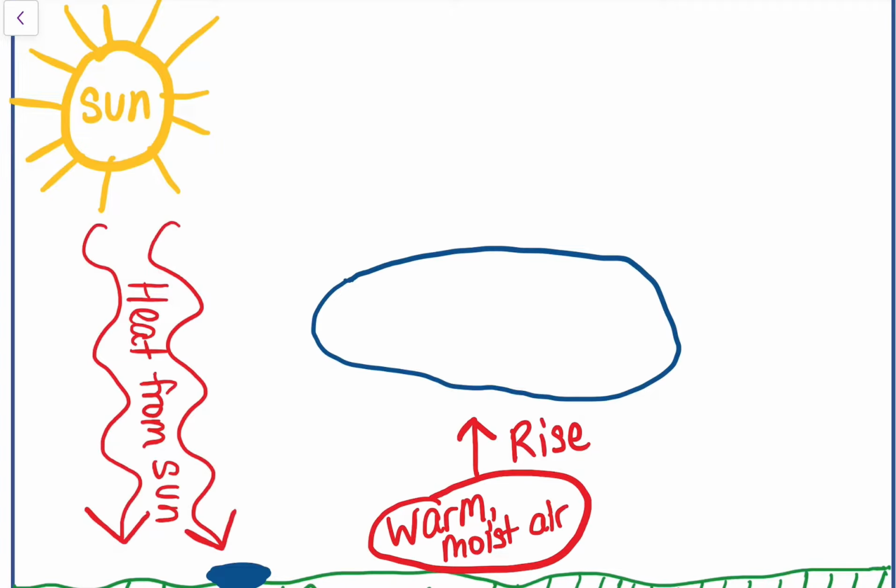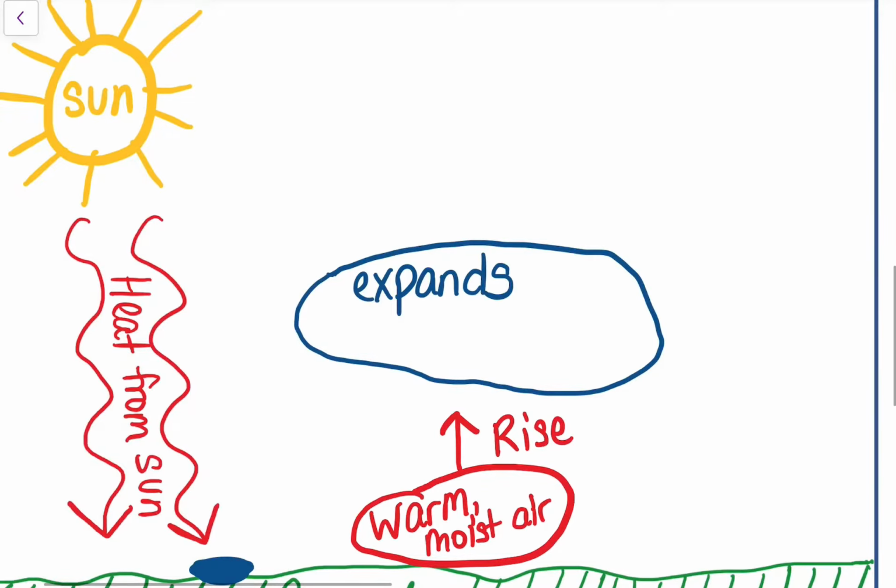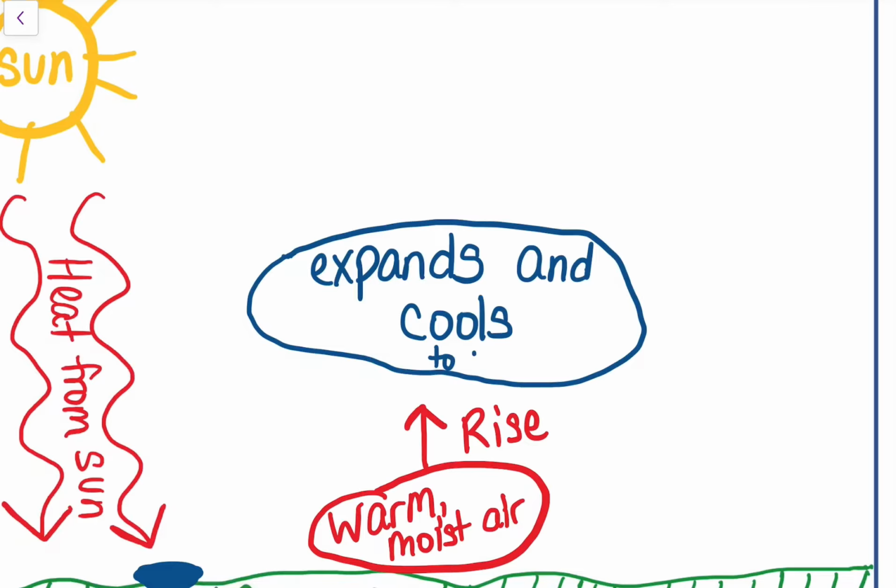So the air rose and then it expands. And when it expands, the temperature changes. The air starts to get colder. So we say it expands and cools. Okay, so we can add a little bit more detail if we want. We could just say that it cools, or we could say it cools to the dew point.